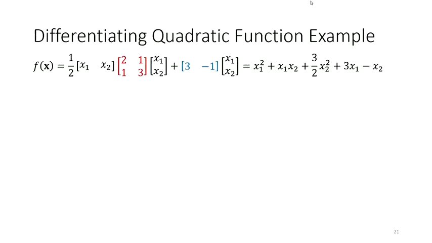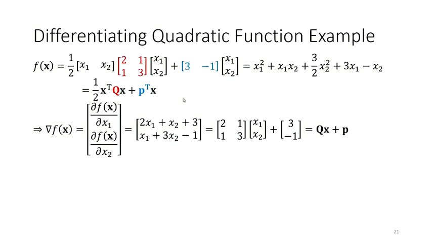Okay, differentiating a quadratic function. So we're given this. And if we simplify it, we get this function. This is a scalar form. This is the same formula in terms of matrices and vectors. So f of x is, this is q, this matrix that I've colored red, and this is P, or P transpose, since it's a row vector. So we can take the derivative like this. We can just differentiate this, and we get this.